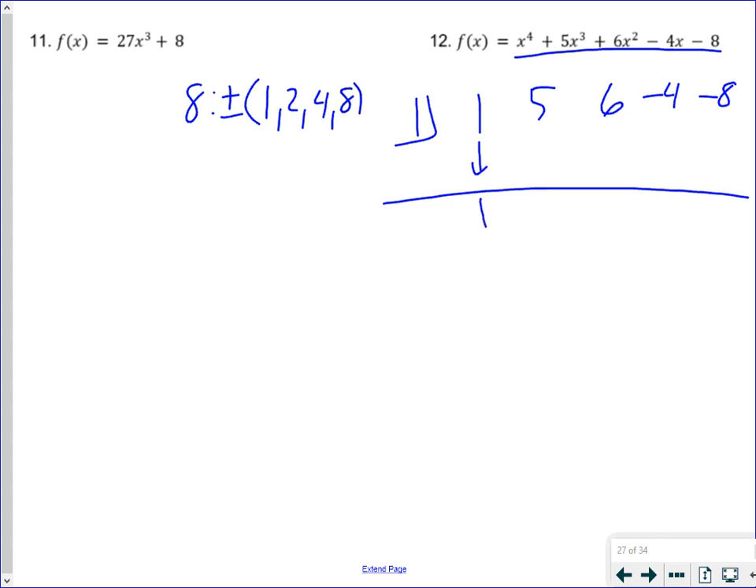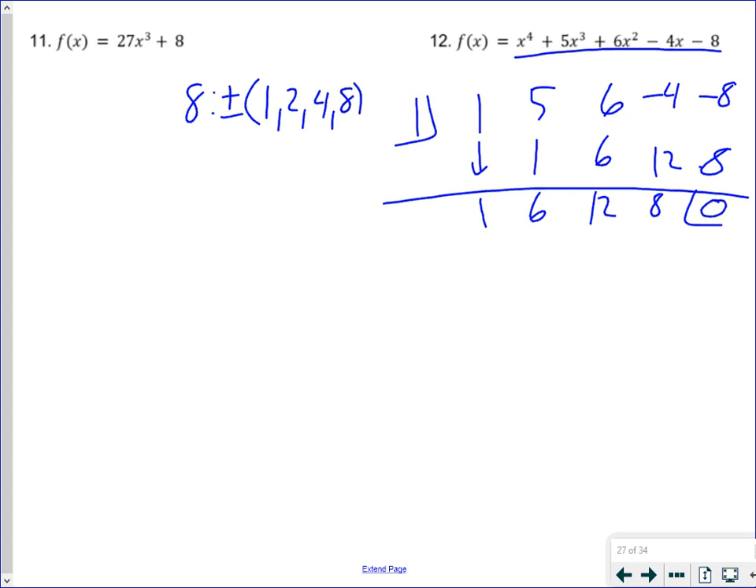So we're going to bring down the 1. 1 times 1 is 1. 5 plus 1 is 6. 6 times 1 is 6. 6 plus 6 is 12. 12 times 1 is 12. -4 plus 12 is a positive 8. 1 times 8 is a positive 8. -8 plus 8 is 0.